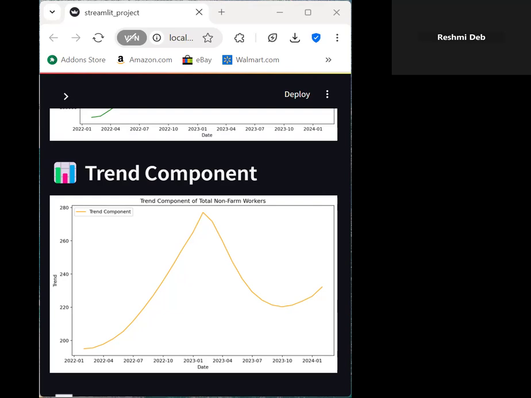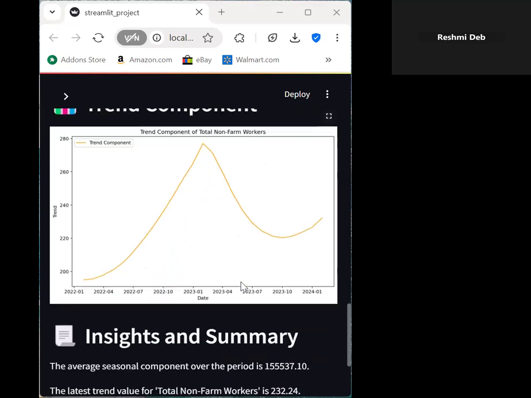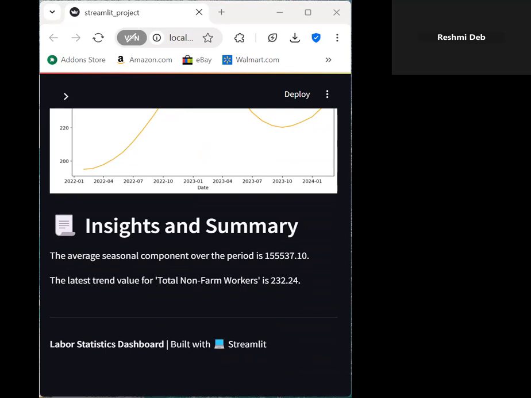This indicates that there is an underlying growth rate of non-farm employment. And the seasonal component of total non-farm workers is around 155,537. So this indicates that there are seasonal patterns in the data with variation around the average value, and the latest trend for total non-farm workers is 232. So this means that the overall trend in non-farm employment is upward with a growth rate of 223.24.